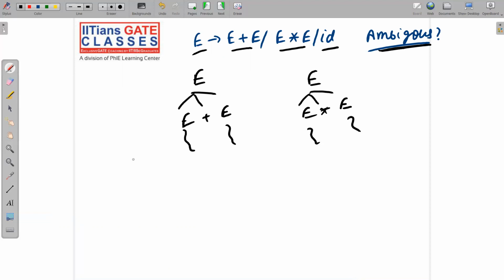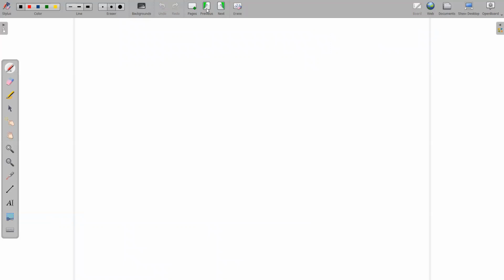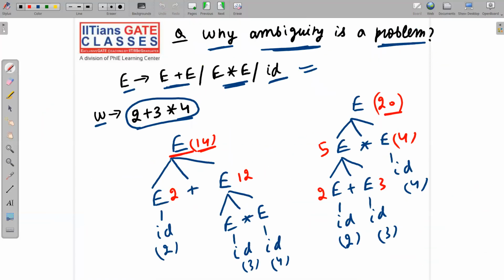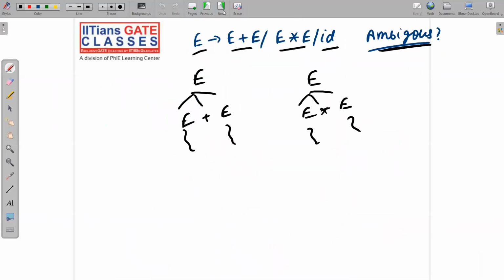Now let me show you any string. If you want an example, I need not give you an example because I have already told you for this grammar. See the previous slides. See here, I have already told you 2 plus 3 star 4. We have given two parse trees. So I'm not repeating this concept again and again. We have already told you that this is an ambiguous grammar.